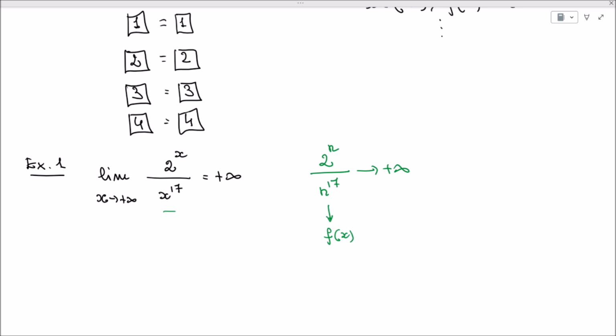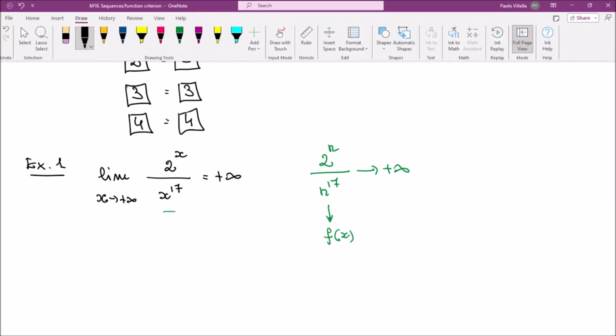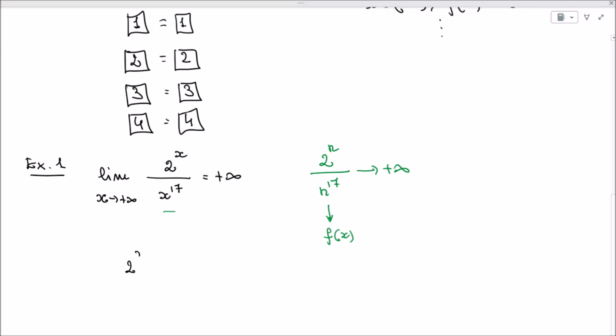Okay, so what we can do now, because we want to prove that this function will diverge to plus infinity, we would like to use the squeeze theorem. So for example, we can write 2 to the x divided by x to the 17. If we have an inequality like that, where this is larger than or equal to something that goes to plus infinity, we know by the squeeze theorem that this will prove that the term on the left hand side will diverge to plus infinity. So we now need to write something on the right hand side of the inequality which is smaller than the fraction on the left.